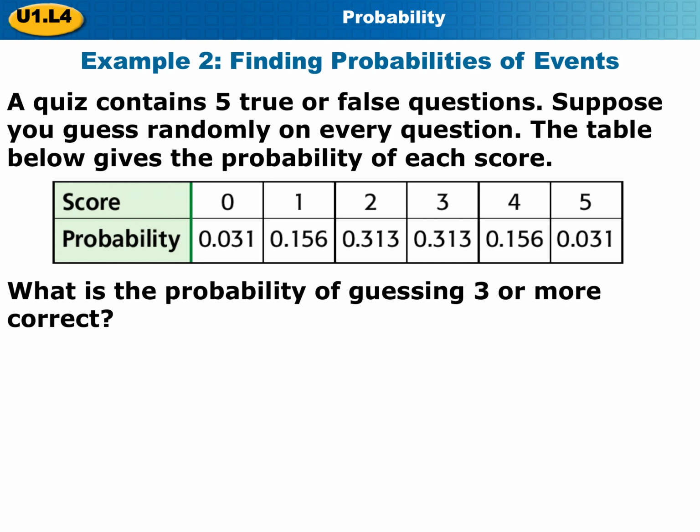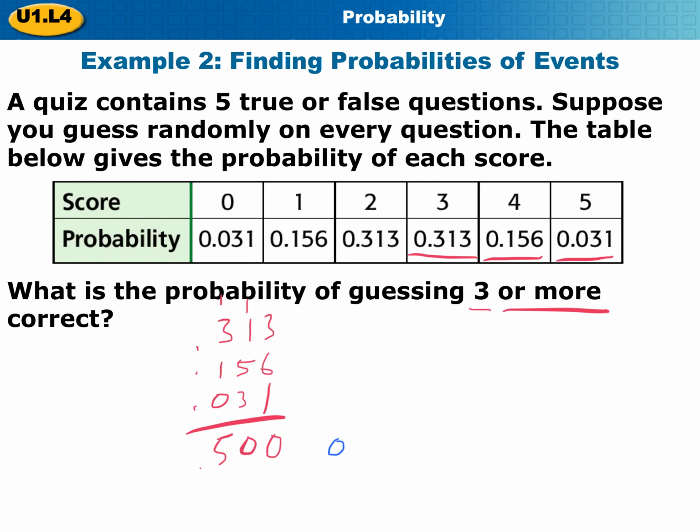So in this one, what's the probability of guessing 3 or more correct? So 3 or more. It's going to be 3, 4, and 5. So we add up those numbers, and we get 0.500 or 50%. So we have a 50% chance of guessing 3, 4, or 5 correct.